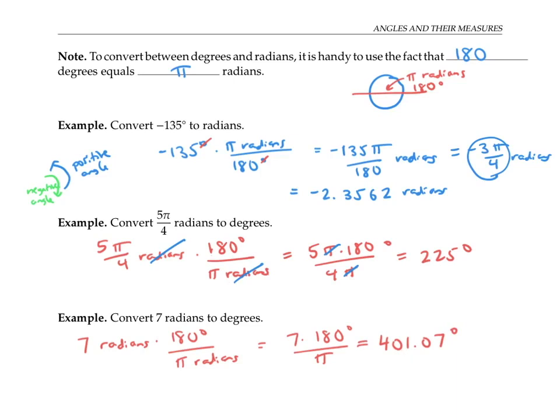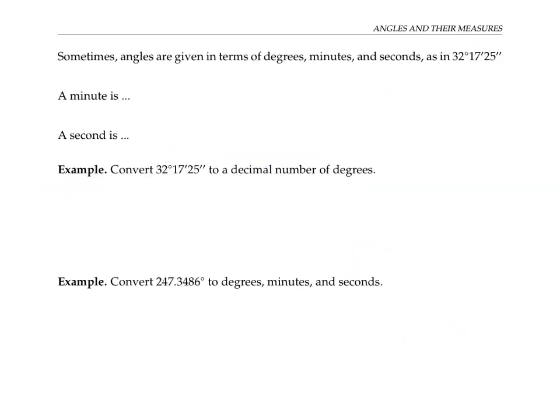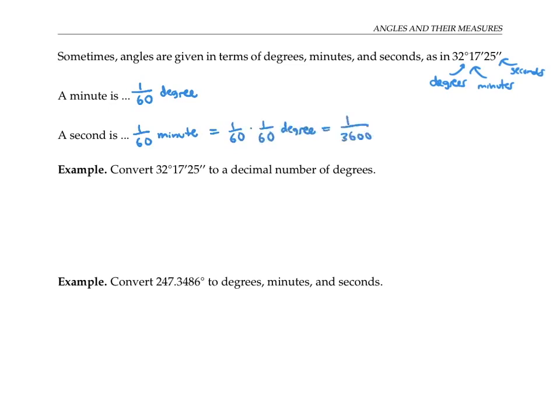That makes sense since 7 radians is more than 2 pi radians, since pi is itself a little more than 3. Sometimes angles are given in terms of degrees, minutes, and seconds, as in 32 degrees, 17 minutes, and 25 seconds. A minute is defined as 1/60th of a degree. A second is defined as 1/60th of a minute. But since a minute is itself 1/60th of a degree, this is 1/60th of 1/60th of a degree, or 1/3600 degree.